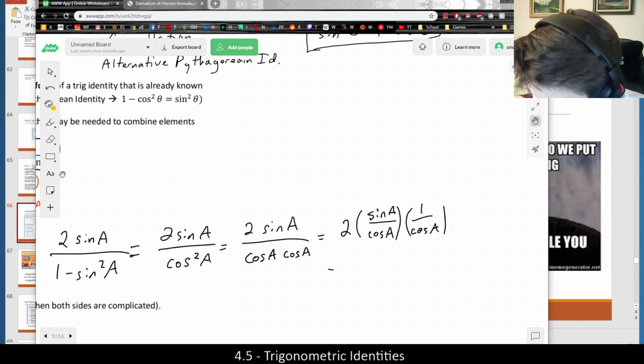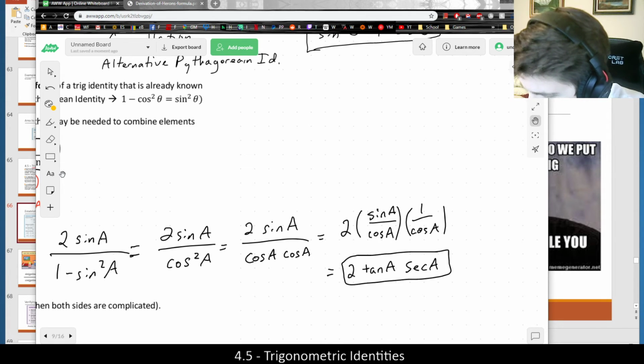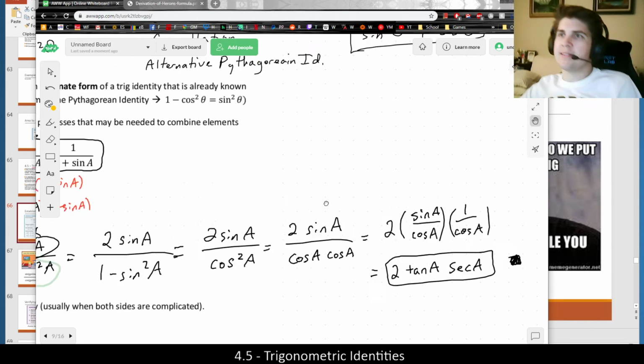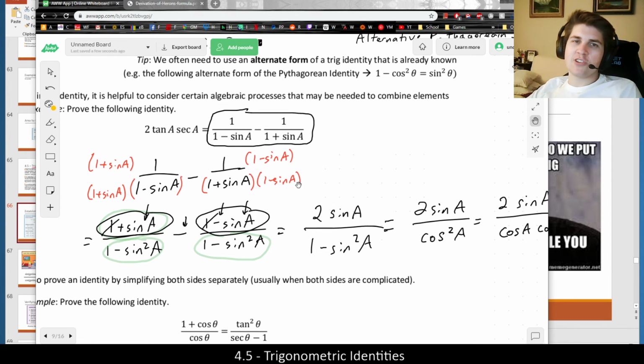And ultimately, this is equal to 2 times the tangent of A times the secant of A. And I am now done because I have shown, starting with the right-hand side, that that makes the left-hand side proof. And notice I didn't actually show my steps here, but in explaining it, hopefully it was kind of apparent what I was doing, right?